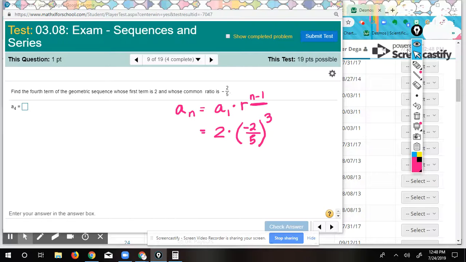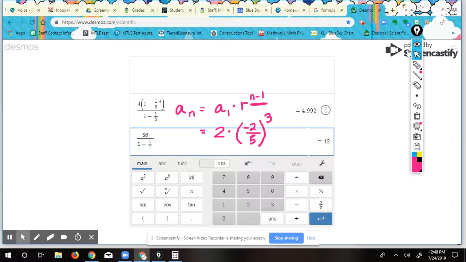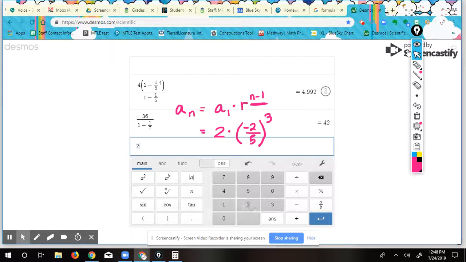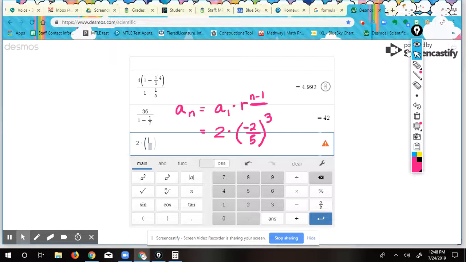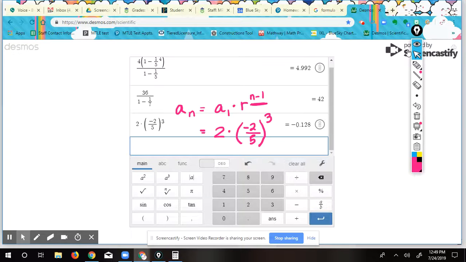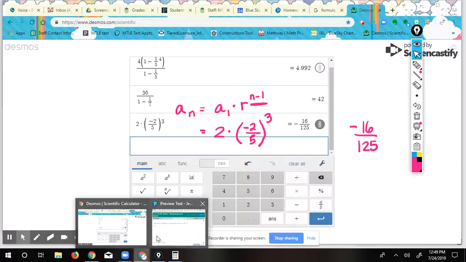And then this is where I would use Desmos because it's just super helpful. So we're going to go 2 times parentheses fraction -2 over 5. Close those parentheses, and then we're going to raise it to the third power. And then they're probably going to want a fraction. Usually that's what they want. So -16 over 125.